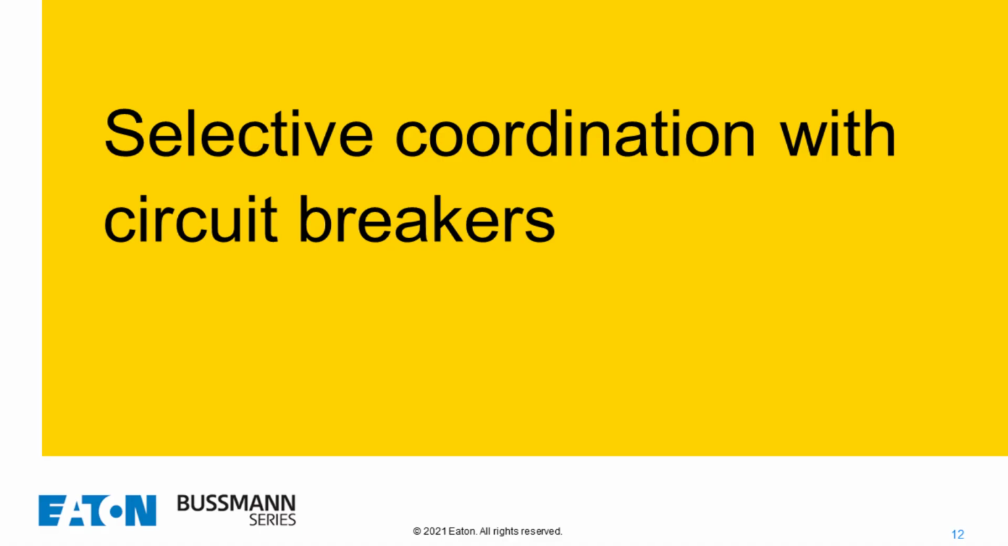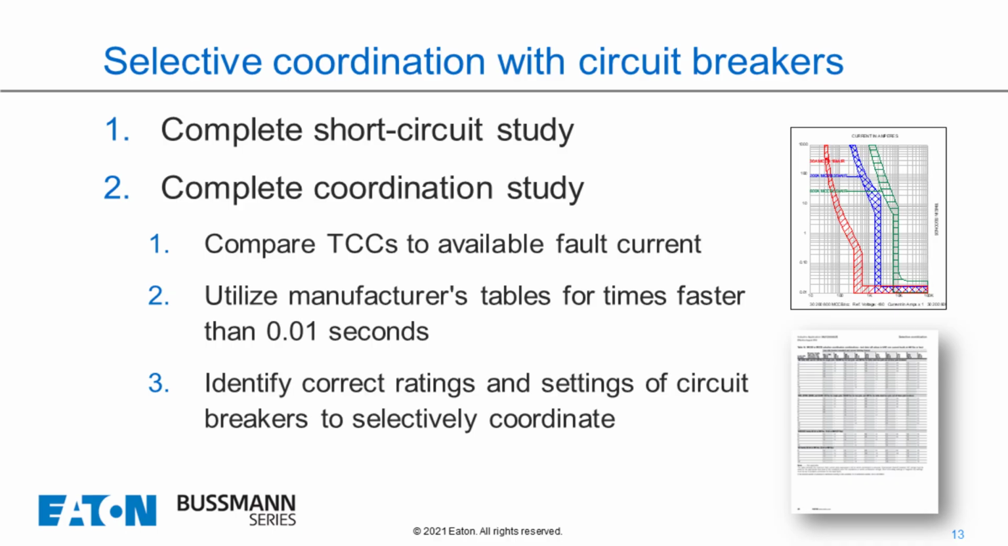All right, so let's get into some examples. Selectively coordinated: we're going to take a circuit breaker system and have a look at what we really need to do in a circuit breaker system to make sure that we comply with the code and make it selectively coordinated. So here's what we have to do first.